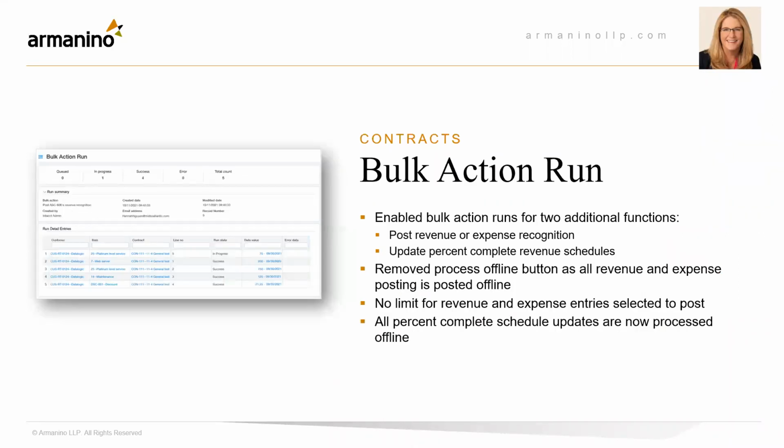Bulk Action Run, as you know, they introduced Bulk Action Run, I believe, a release ago. They've enabled Bulk Action Run for 2 additional functions. They've enabled it for post revenue or expense recognition and for update % complete revenue schedules. They've removed the process offline button, as all revenue expense posting is now posted offline. There is no limit for revenue and expense entries selected to post, and all % complete schedule updates are now processed offline.